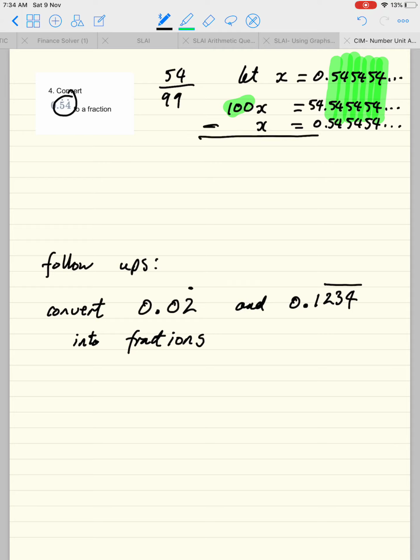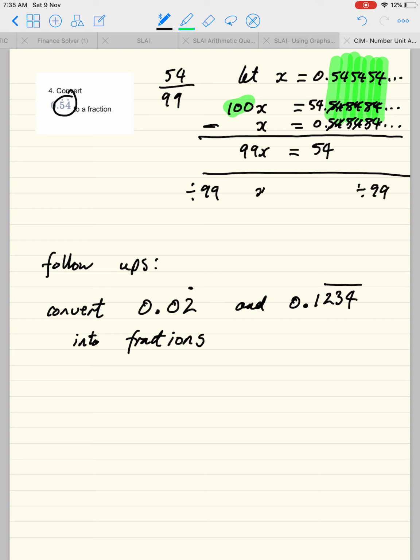Okay, so it's a bit of an algebra technique. We can subtract both sides of an equation, and we're going to leave the left hand side still balanced with the right hand side. So 100x minus x is 99x. And on this side, can you see that all of these just cancel each other out perfectly? So this is left with 54. And then finally divide both sides by 99. And we've got x is equal to 54 over 99.